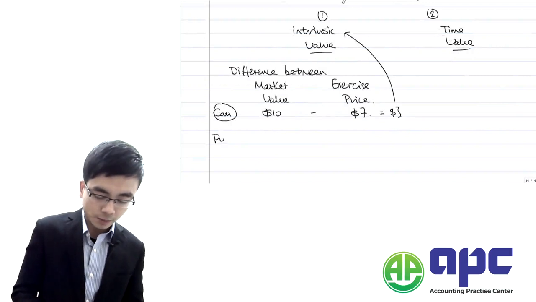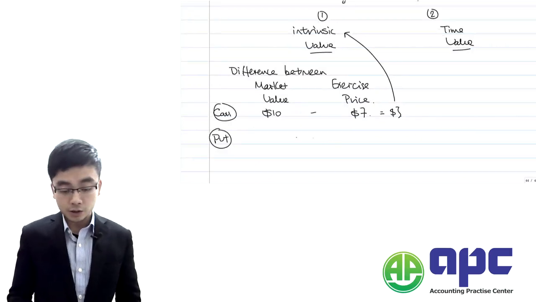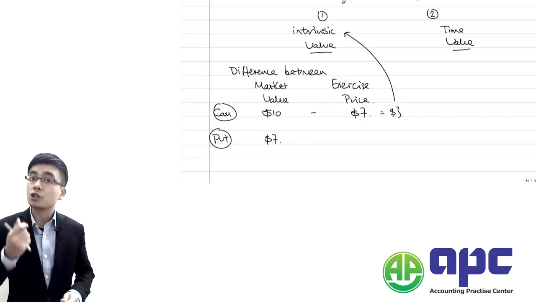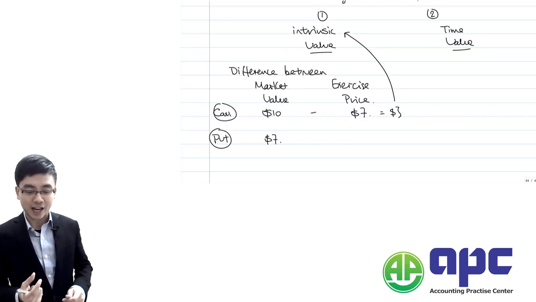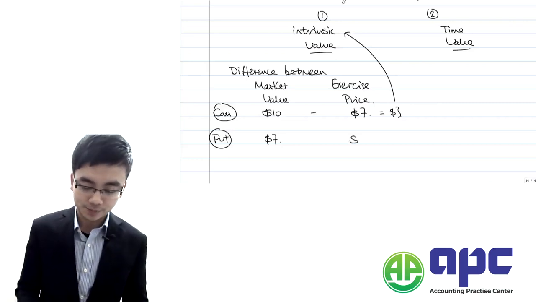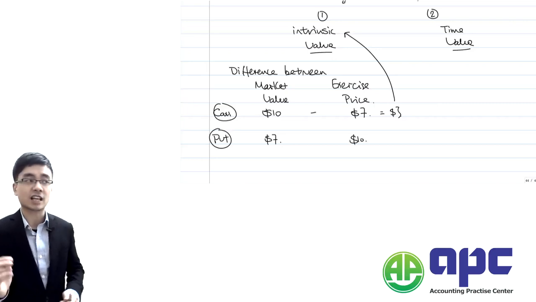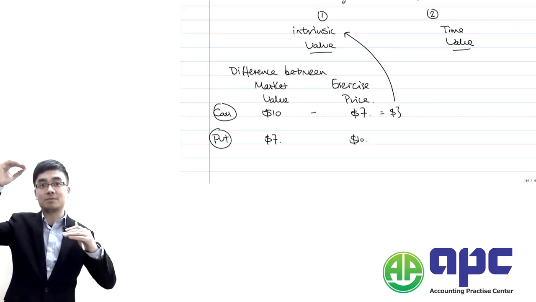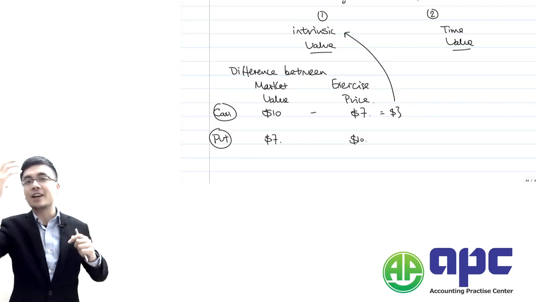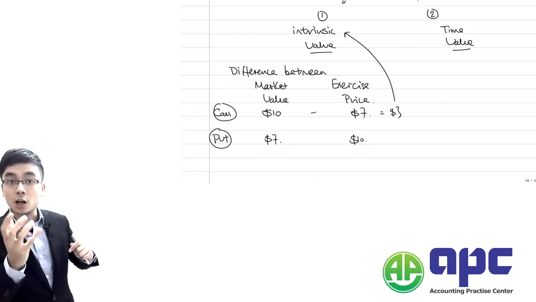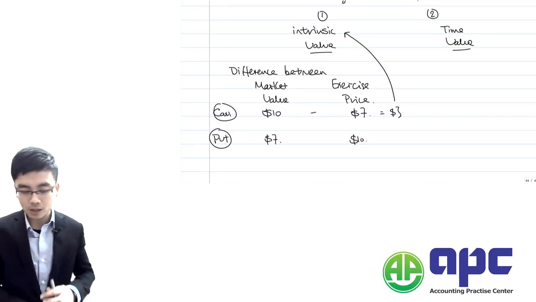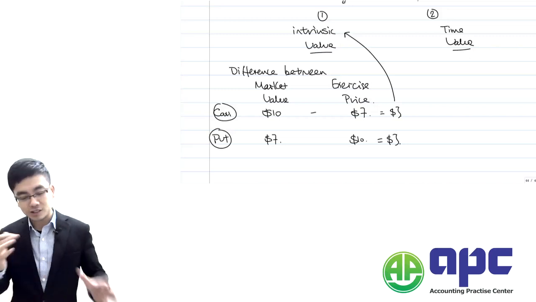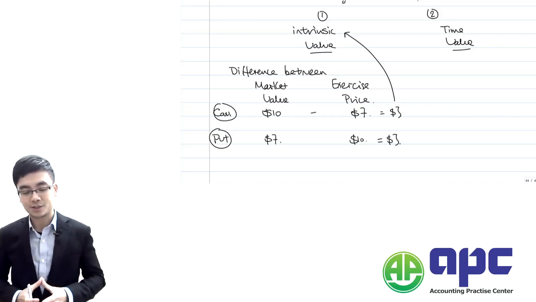For example, if you think about the put option, on the other hand, if the market price is $7 and I allow you to sell that share at $10, then if you sell it in the open market, you can only sell at 7, but you can sell it at 10 because you exercise that option. You can gain $3 out of it. So that would be the intrinsic value for the put option as well. Just the difference between these two will be absolutely fine.